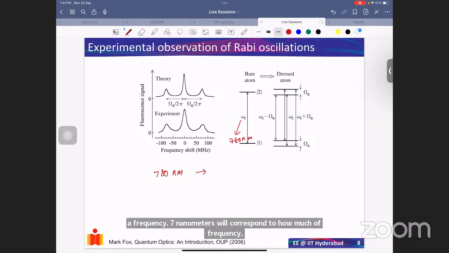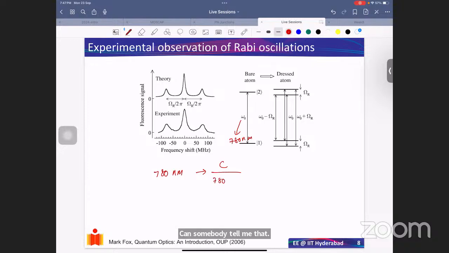Can somebody tell me that? This will be c divided by 780 into 10 power minus 9, right? Let's simplify our life. Somebody calculate and tell me, why simply make guesses. 3 into 10 power 8 divided by 780 into 10 power minus 9 becomes how much? Some terahertz. Correct? 3.84 into 10 power 14. Yes, sir, 384 terahertz. Thank you so much. 384 terahertz is the frequency.